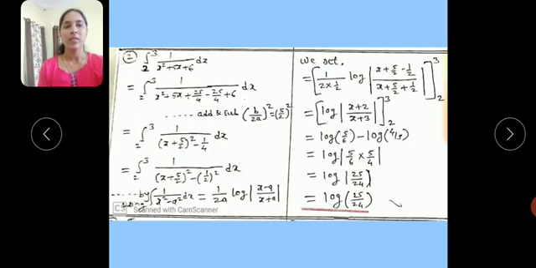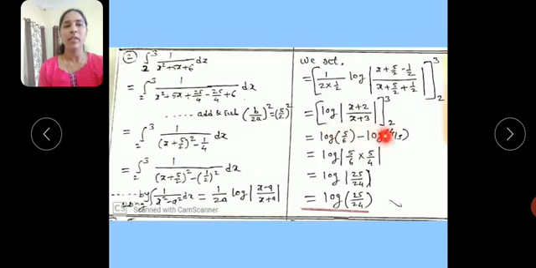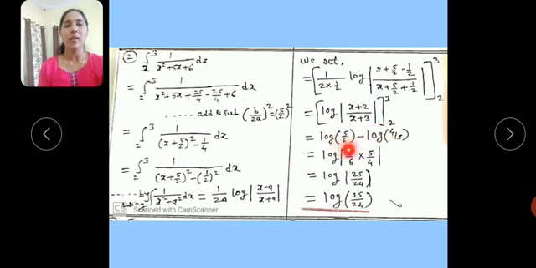Here log of a upon b is equal to log a minus log b. Using this property we get log of 5 by 6 minus log of 4 by 5. This is equal to log of 5 by 6 into 5 by 4. Calculating this, we get the answer log of 25 divided by 24.